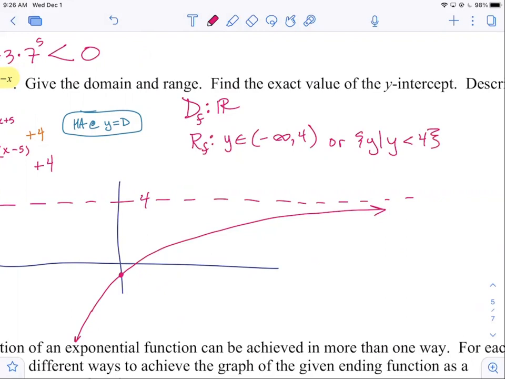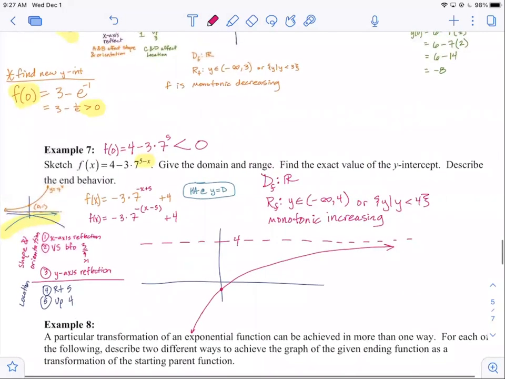What else can we say about it? Everything else that we've already talked about. The parent function is e to the x. This function is monotonic what? Growth, so monotonic increasing, or strictly increasing. Either one, they're interchangeable. Monotonic increasing over its entire domain, which is all real numbers. All right. Cool. Oh, it says to describe the end behavior. Let's do that.